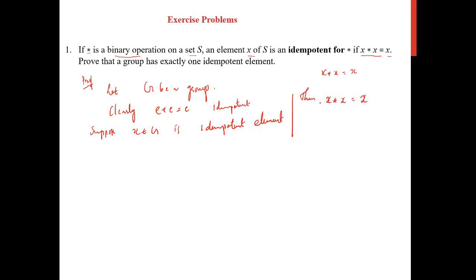Since G is a group, there exists X dash, that means the inverse of X in G, that is X dash star X must be equal to E. So what we will do is multiply this with X dash, so we will get X dash star X star X on both sides. So X star X is actually X.